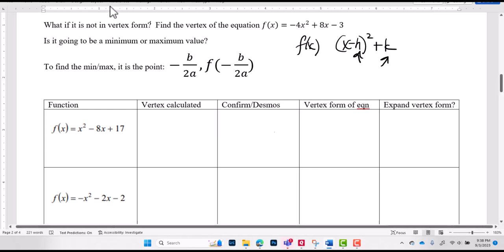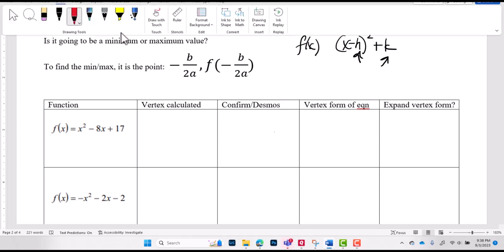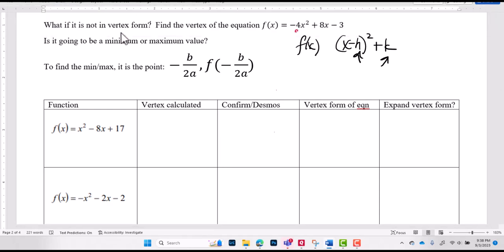We can take the negative b over 2a, that's my x value, and then plug it in to find the y value. So what is b and a and all that good stuff? That goes back to the same thing as the quadratic formula. So this is a, this is b, and this is c. So doing this, first of all, is it going to be a maximum or minimum? Hopefully we know by now that when we have the negative in front, that means it's going to go from an upward facing parabola to a downward facing parabola. So this is going to be a maximum value, this vertex. If it was positive, then it would be a minimum. But we have a maximum value.